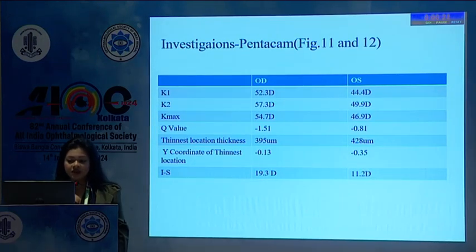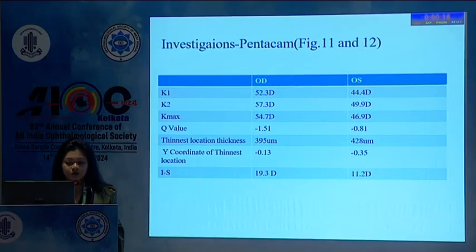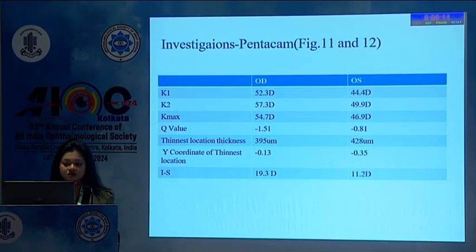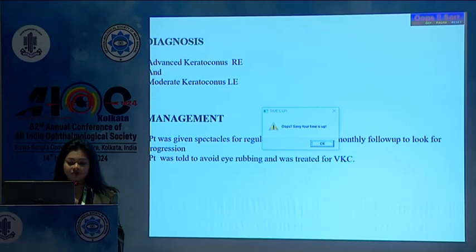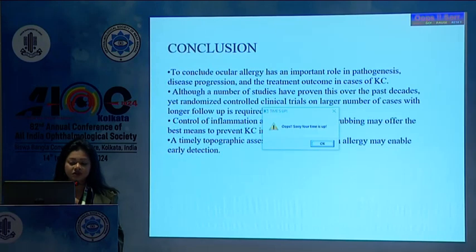In the left eye, K1 was 44.4 diopters, K2 was 49.9 diopters, Kmax 46.9 diopters, Q value -0.81. Thinnest location 428 micrometers, Y coordinate of the thinnest location -0.35, and inferior superior asymmetry 11.2 diopters. My diagnosis was advanced keratoconus in the right eye and moderate in the left eye. Patient was given spectacles for regular use and advised six monthly follow-up. Patient was told to avoid eye rubbing and was treated for VKC.